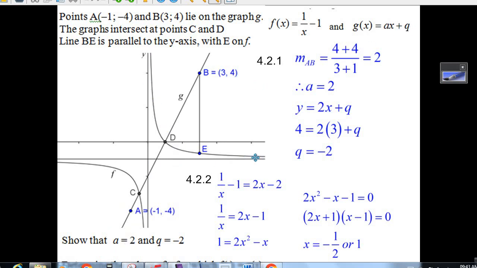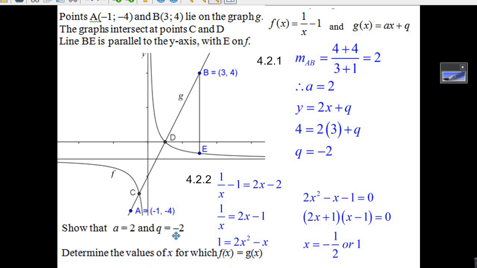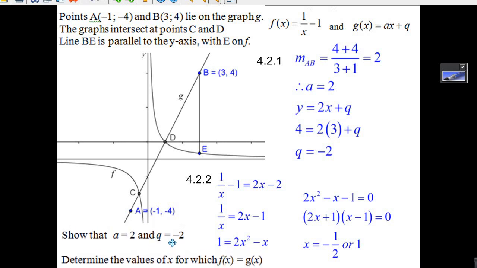And then you're looking at a hyperbola, and they've given the equation for it. The equation is f of x equals 1 over x minus 1. It's a hyperbola, and there's the function. And okay, let's just start it. The first question is, show that a equals 2 and q equals -2.